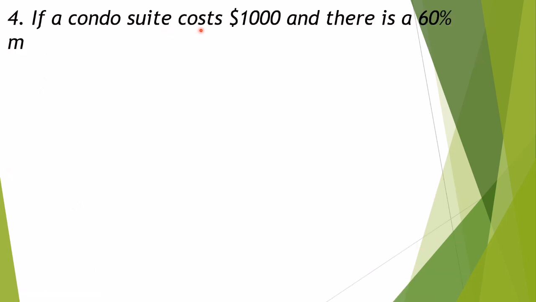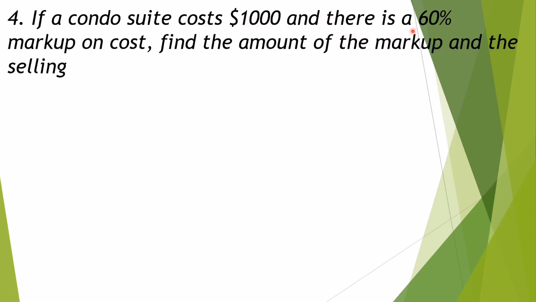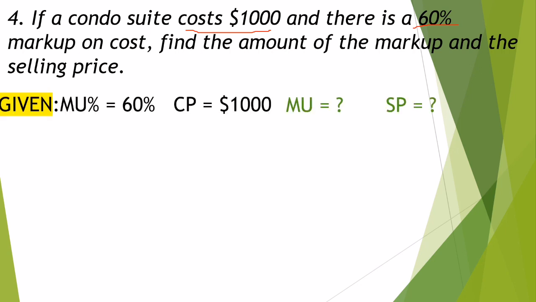If a condo suit costs $1,000 and there is a 60% markup on cost, find the amount of the markup and the selling price. Again, let's look first for the given. So the cost price is $1,000 and the markup percentage is 60%. And for our unknown, find the amount of markup and selling price. Unknown, or what are we going to look for?